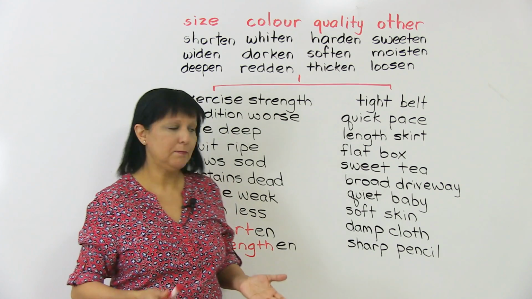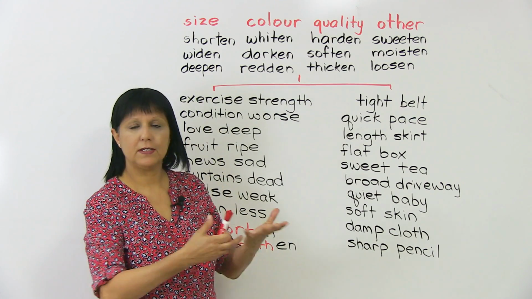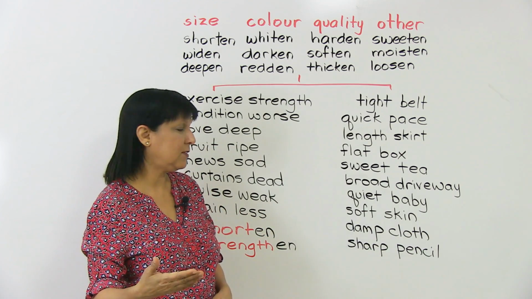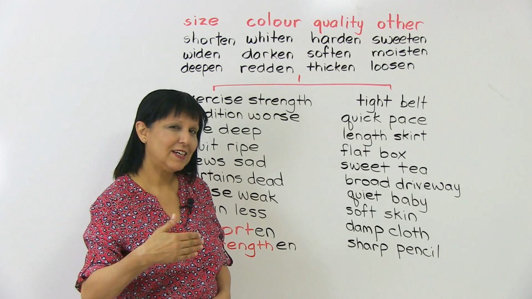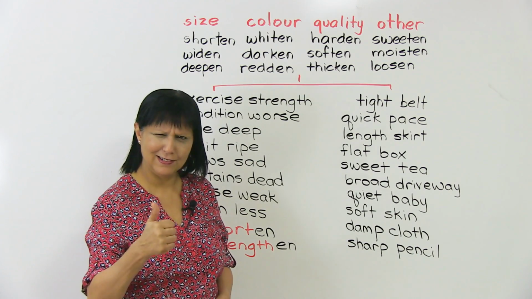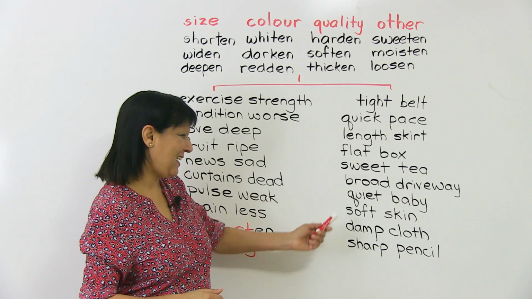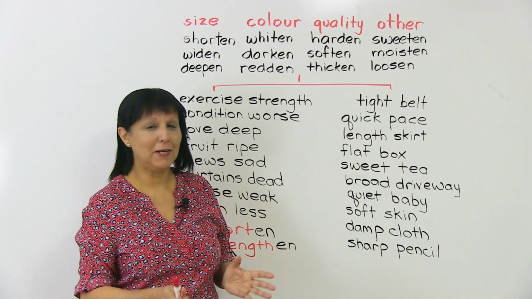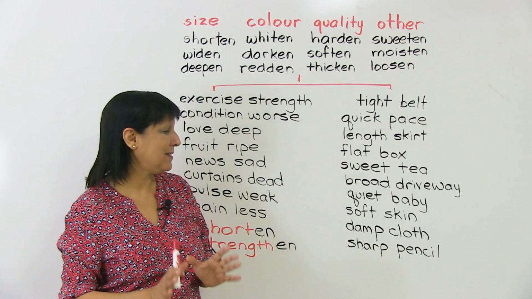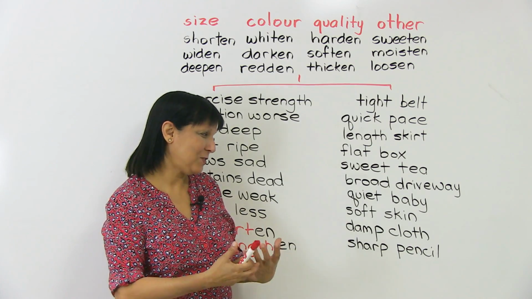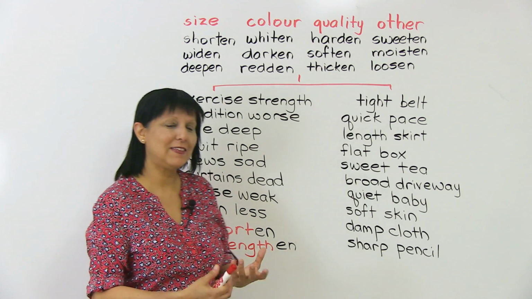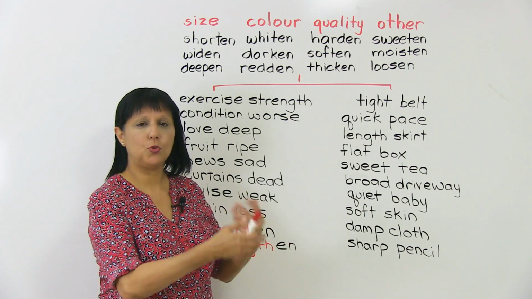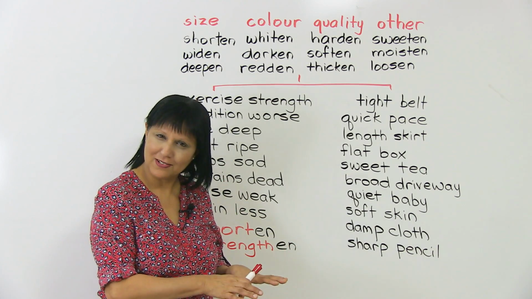Broad. Broad driveway, okay? They wanted to make their driveway broader. So what did they do? They broadened their driveway. Good. Okay. And parents, quiet baby. All right. Parents love quiet babies, and parents love when their babies get this way. So what did they do? They quietened the baby. Okay. To quieten means to make quieter.